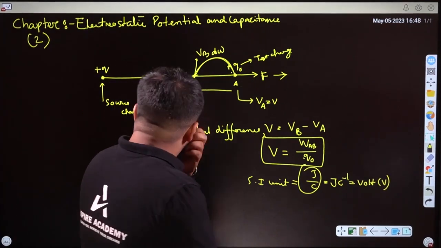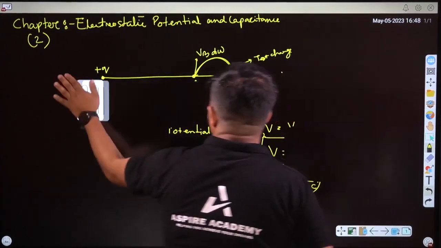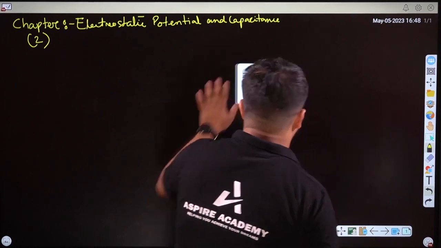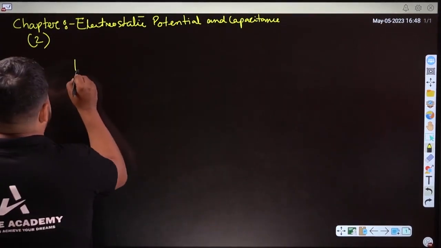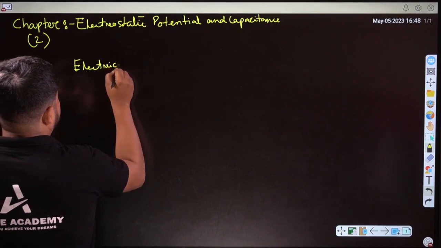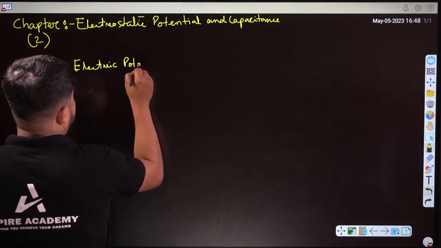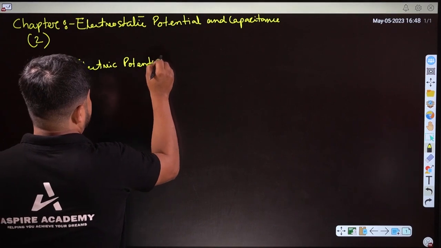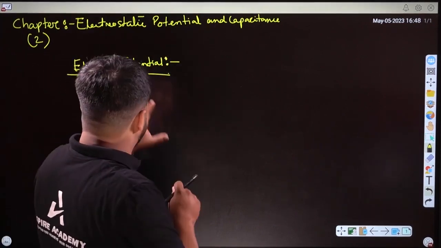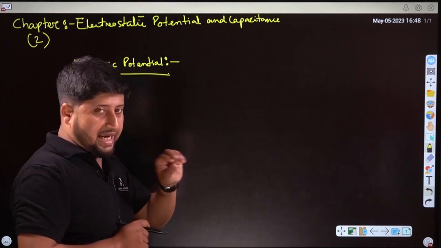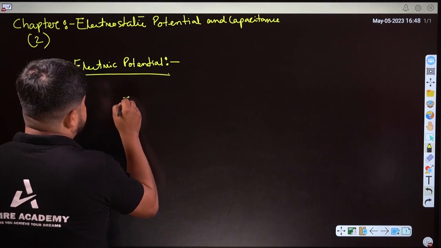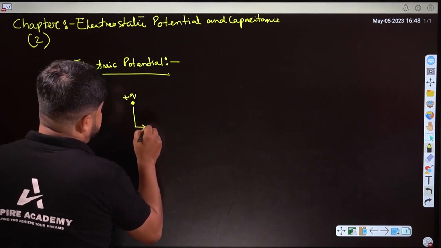Next one is called electric potential. Similarly, what is electric potential? Now another one is called electric potential. What is electric potential, and how is it different from potential difference? Suppose there is a positive charge, this is called the source charge.